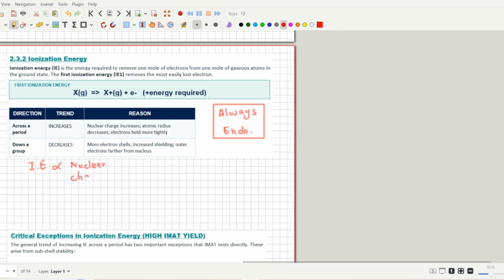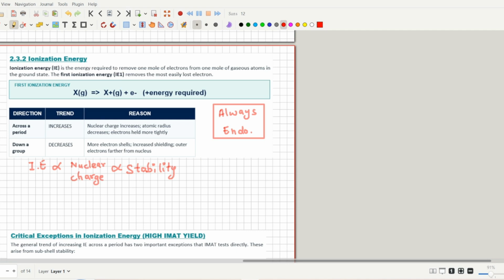If the nuclear charge is high, the nucleus will attract the electrons with a much stronger force of attraction, and you will need more energy to remove the electron. Ionization energy is also directly proportional to stability. If the atom is stable and the electrons are stable, then removing electrons from a stable atom will be really hard. For example, if the atom has a duplet or octet, then removing an electron will be really difficult. Noble gases are the most stable, so you need a really high amount of energy to remove electrons.